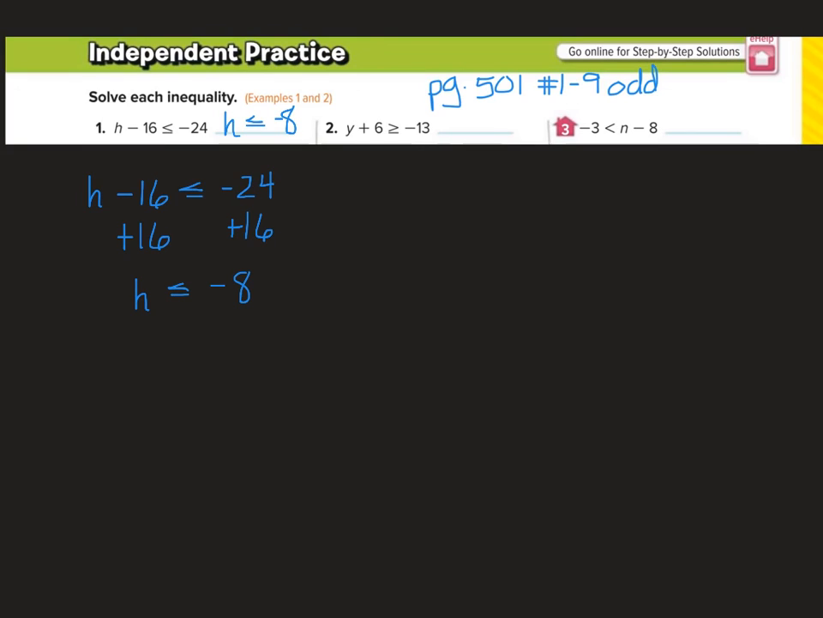Number 3, remember I'm skipping evens, is negative 3 is less than n minus 8. I would like n by itself, so I need to do the opposite of negative and add 8 to both sides. Negative 3 plus 8 is positive 5. 5 is less than n. And so if I want to switch it, I know that n is greater than 5.